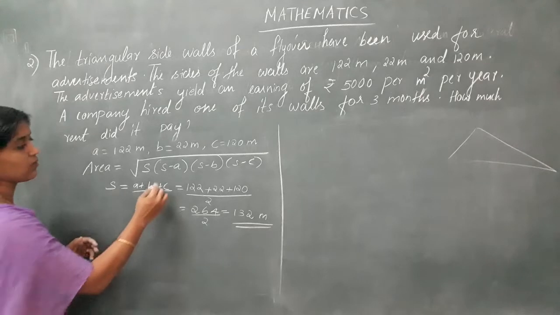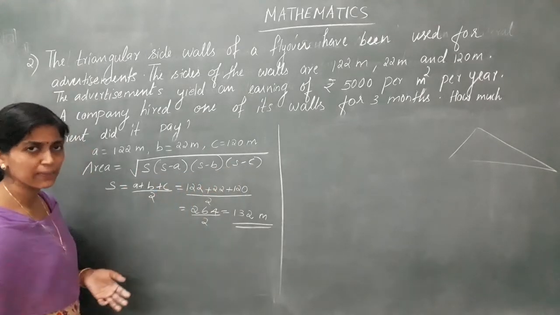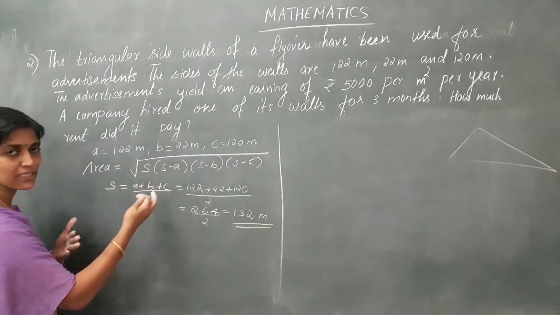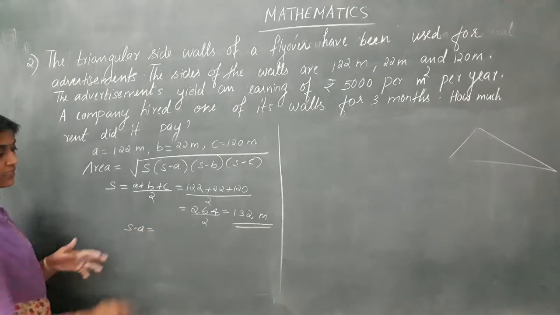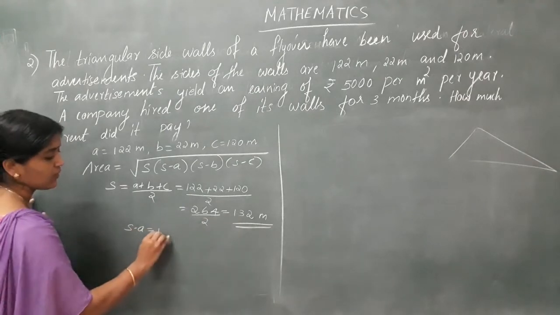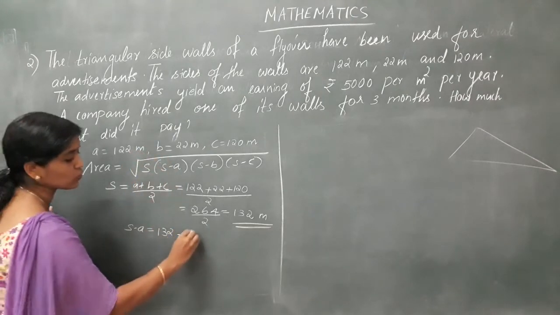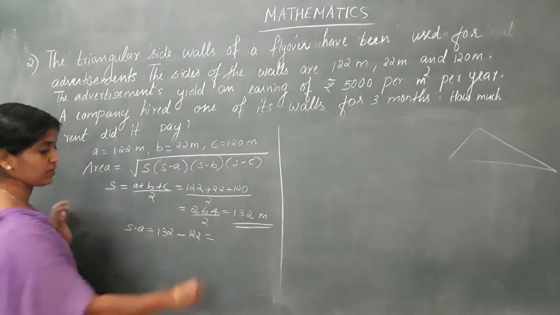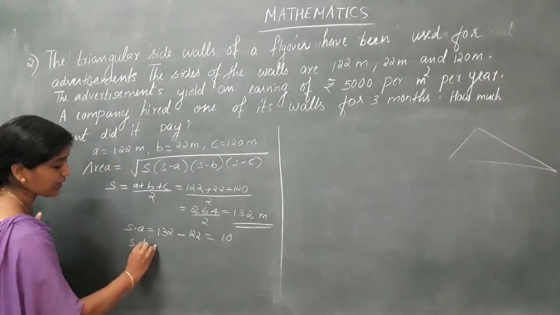Now to use the formula, what do we have to find? S minus A, S minus B, S minus C. I am going to find them separately. You can find it there itself, no problem, but to make it easy, I am going to find S minus A first. What is S minus A? S is 132 minus A, it is 122. What will be 132 minus 122? It is 10. Clear?